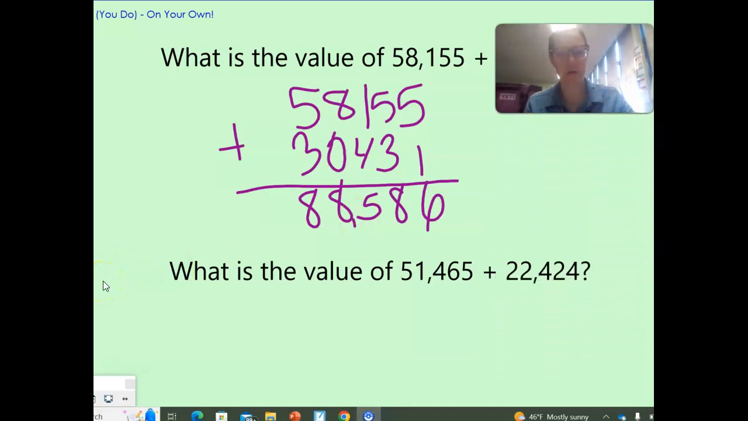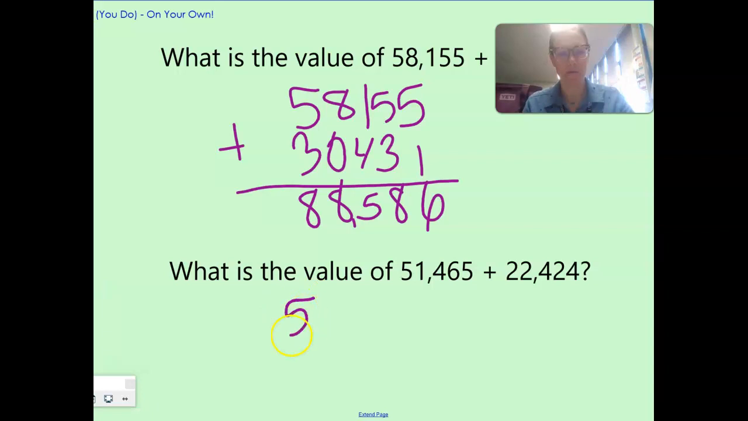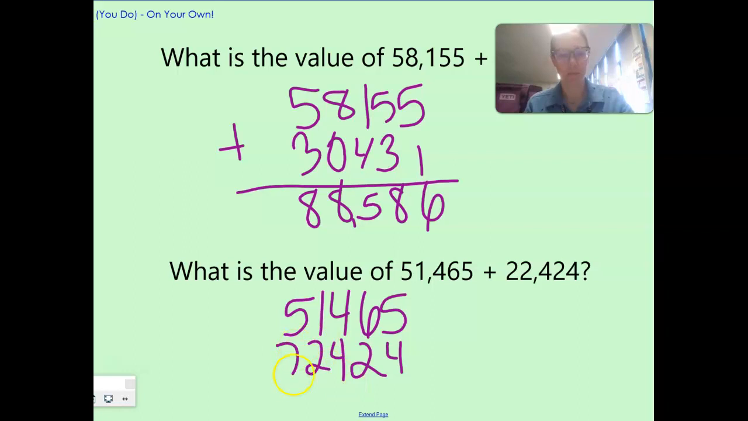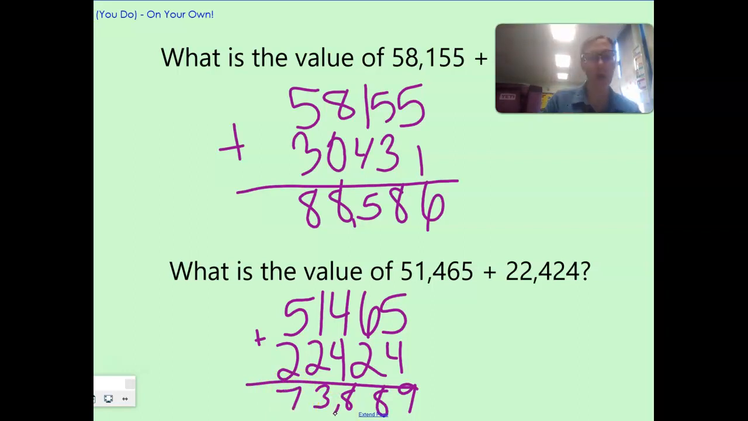Okay, let's see how it goes. I'm writing my 5, 1, 4, 6, and 5. And now working my way backwards for place value reasons. Add them up. I get a 9, 8, 8, 3, and 7. 1, 2, 3. Put my comma. 73,889. All right. So that's a little bit of a review.